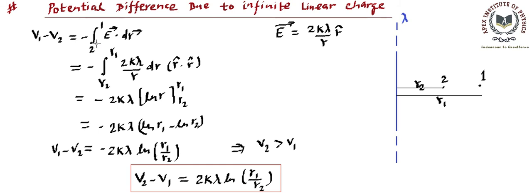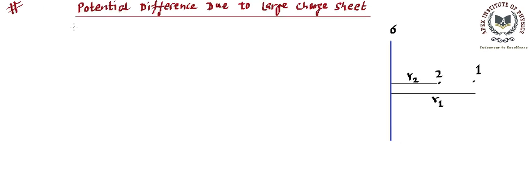We can also see another example, and that will also be an important formula. So this is potential difference due to a large charge sheet. So this is an infinite charge sheet of uniform charge density sigma, and there are 2 points, 1 and 2, at distances r1 and r2 respectively from the charge sheet, and then we can use that relation: the potential difference, V1 minus V2, is going to be equal to minus the integration from 2 to 1 of E dot dr.